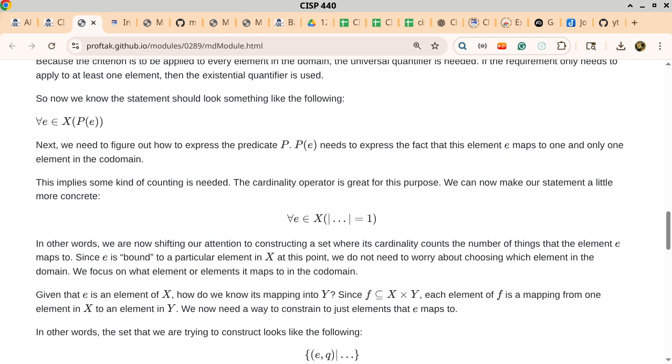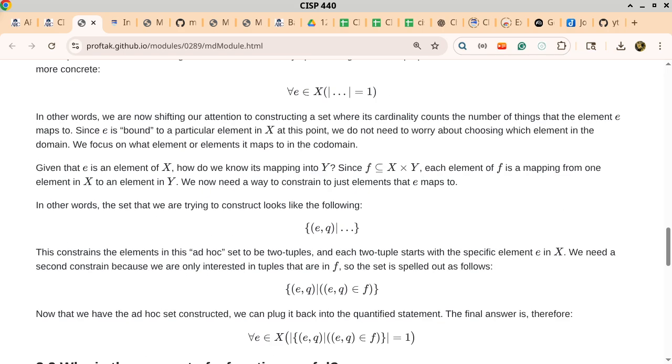Now, do we know how to express the mapping as a set for each element E? Not yet, okay? But this is how we do the progression. So now we move on and go like, okay, if I give you a particular thing from the domain, we call it E because we have for all E in X.